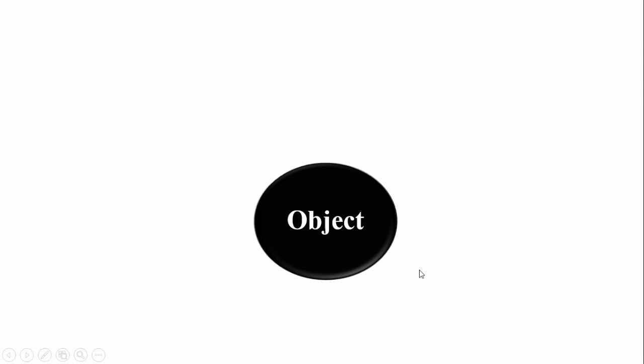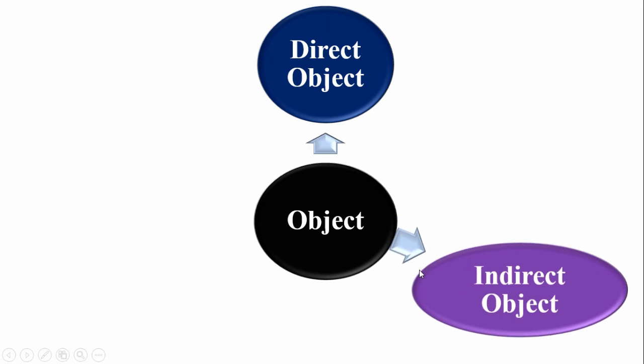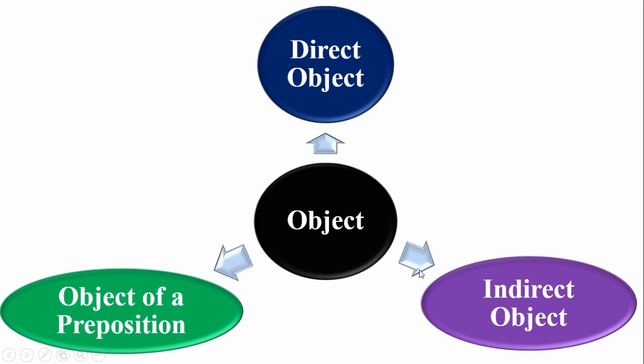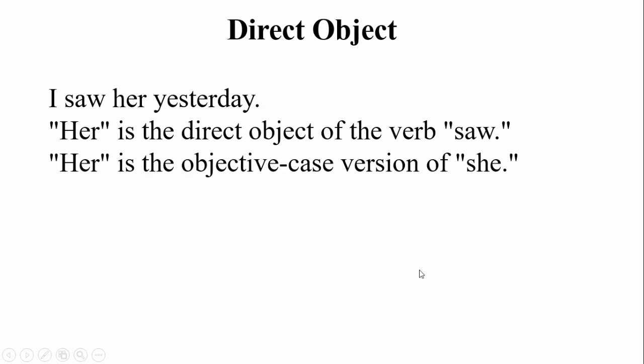Object, আমরা কয়েক ধরনের অবজেক্ট পাই বাক্যে। একটি হচ্ছে ডাইরেক্ট অবজেক্ট, দ্বিতীয়টি ইনডাইরেক্ট অবজেক্ট এবং তৃতীয়টি অবজেক্ট অফ আ প্রিপোজিশন। ডাইরেক্ট অবজেক্ট কি? What is direct object? I saw her yesterday. এখানে her is the direct object of the verb saw. Saw এর direct object হচ্ছে her. Her is the objective case version of she.